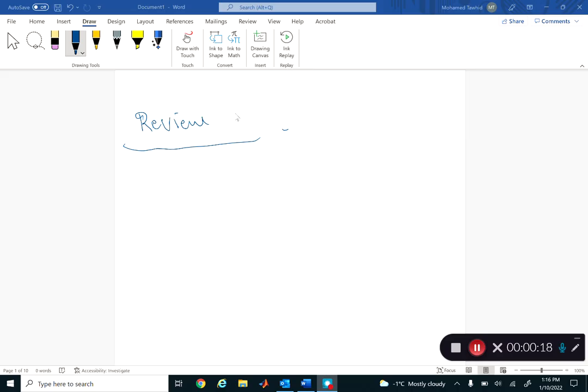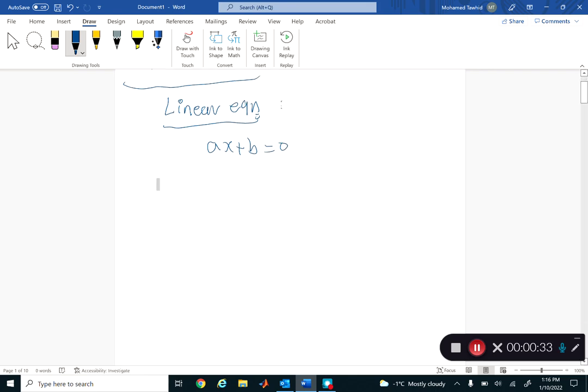So let us first review what linear equations are. What is a linear equation? How do we solve a linear equation? If you have a linear equation in this form, ax plus b equals 0, what is your a, guys? Here a and b are real numbers, all of them, and your a cannot be 0.